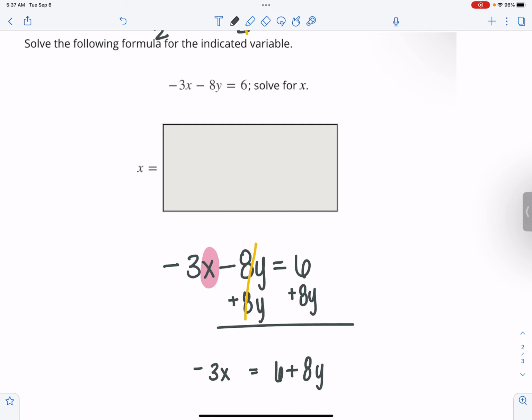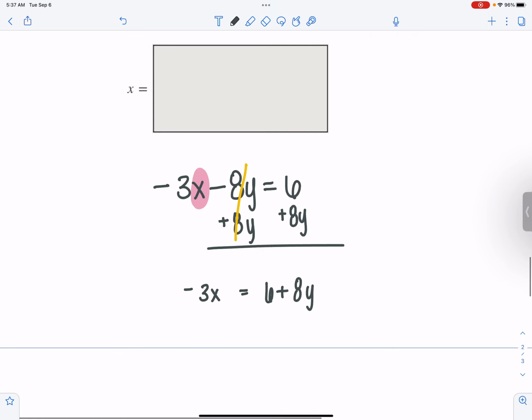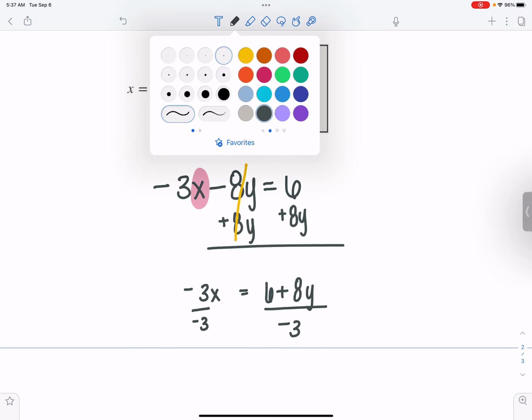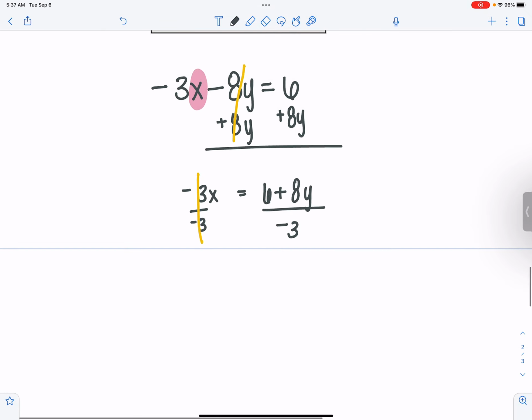Order doesn't particularly matter, so just give it your best. And then divide by negative 3, and this is going to cancel. Now, this one has a little bit of a weird thing. If you write it like this, Hawkes is going to say it's not simplified. They want you to take this negative sign and either write it out front or up top.